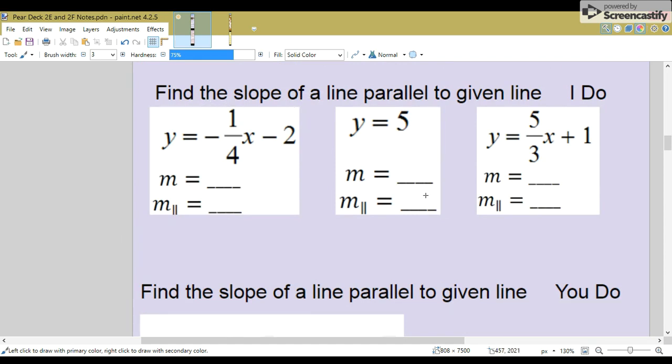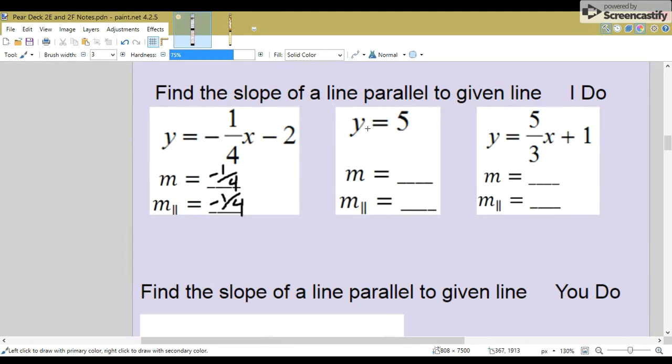Find the slope of the line parallel to the given line. The first one, we have y equals negative 1/4 x minus 2. Your slope m is the coefficient in front of x, when it's in the y equals form. The coefficient is the quantity of a variable. That slope is negative 1/4. Parallel lines have the same slope. So our parallel line's slope is negative 1/4.